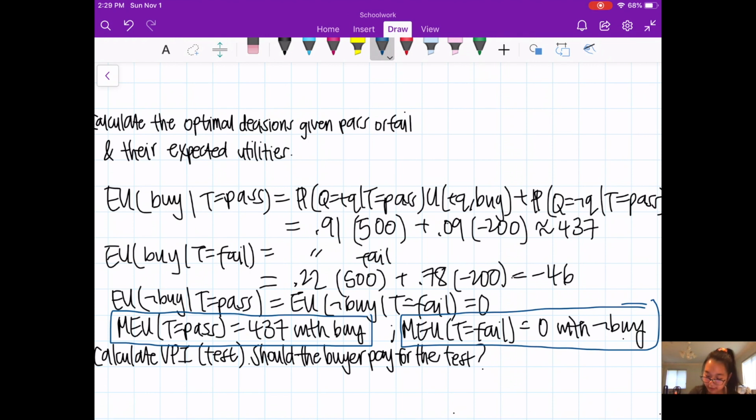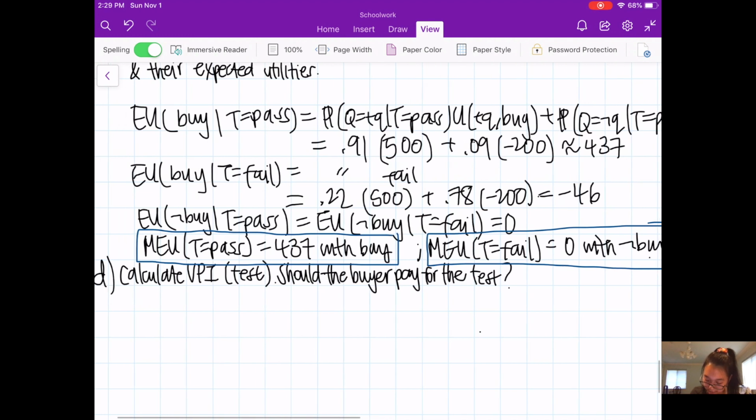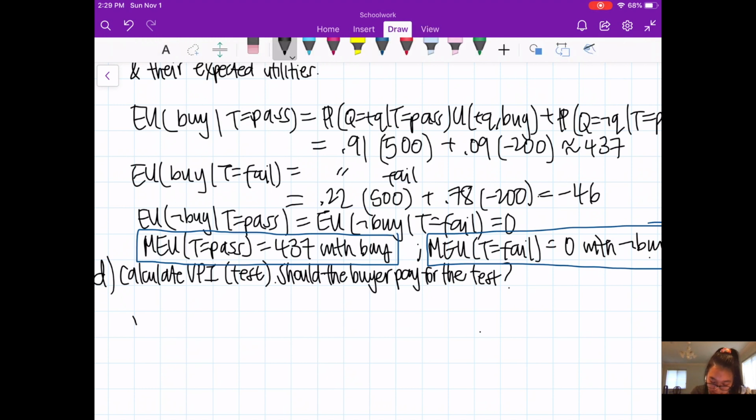So now we are going to calculate the value of perfect information of tests and then use that value to determine whether the buyer should pay for the test or not. So if we look at the VPI of tests and write out the formula, you want to consider the maximum expected utility of the added information given the result, but remember we don't know what evidence we are getting. The evidence we are adding is the result of the test, and the test can either pass or fail.